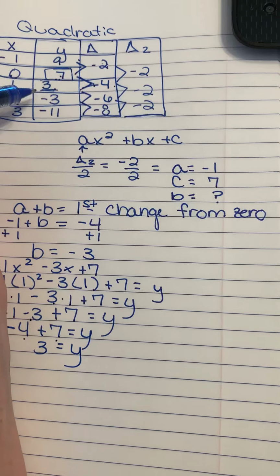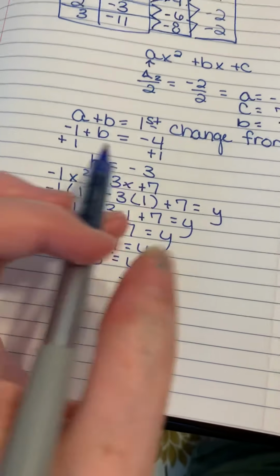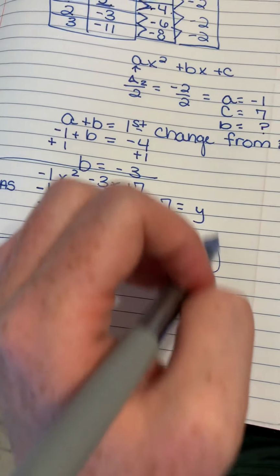Then we go back up here to our table. Does our y equal 3? Yes. So that is how you check to make sure that you got the right one.